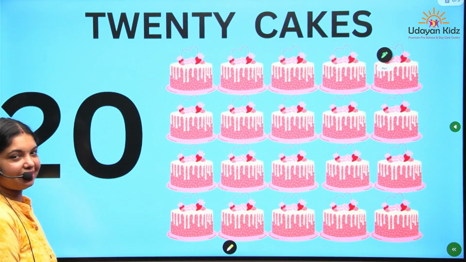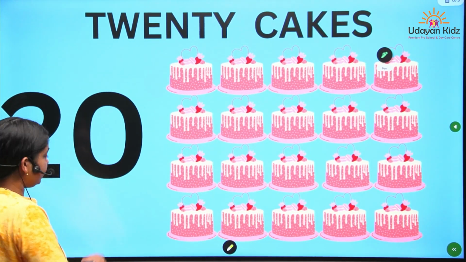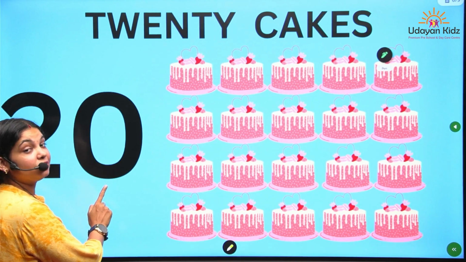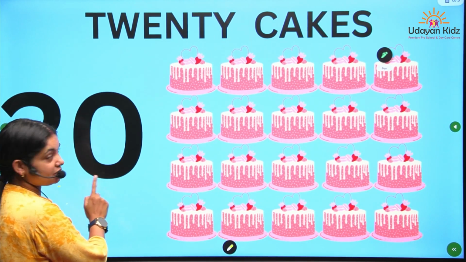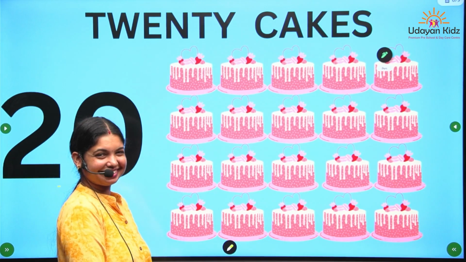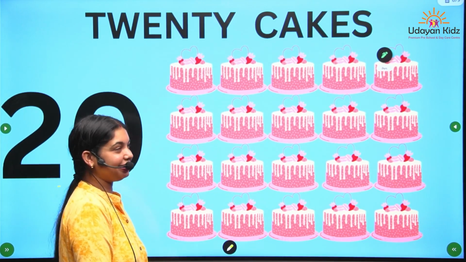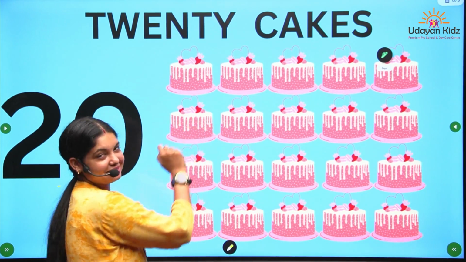So last one is number 20. 2, 0, 20. What are these? These are cakes. Yummy, yummy cakes. Let's count the cakes.